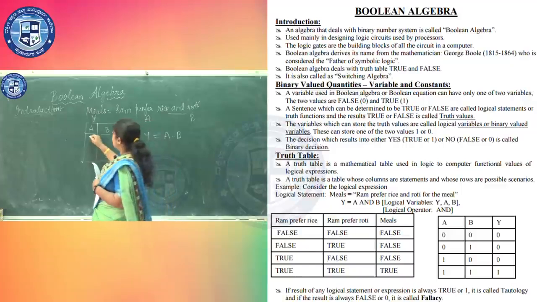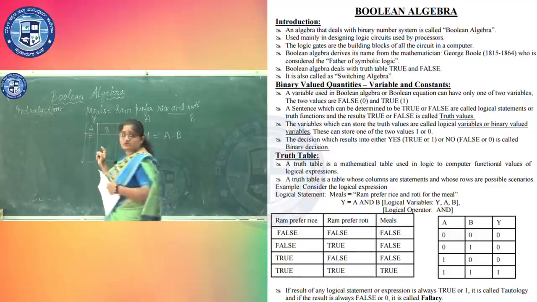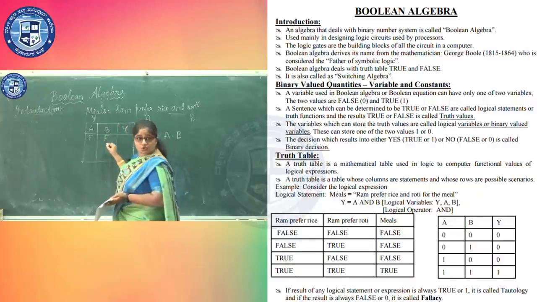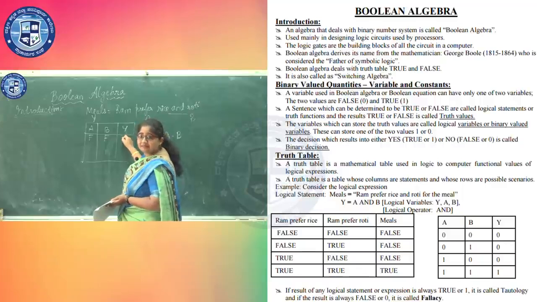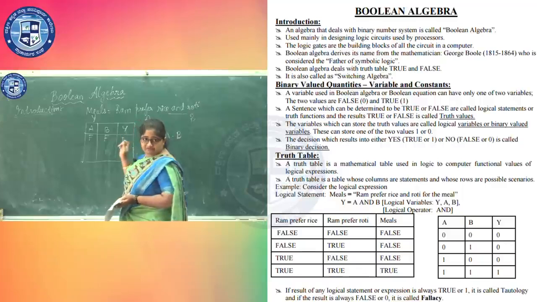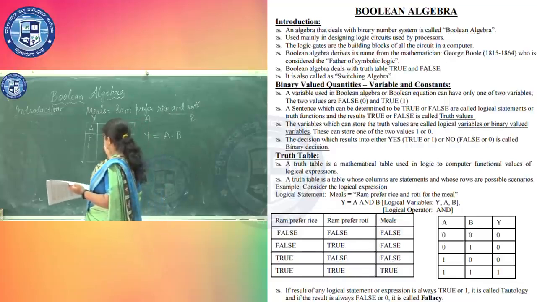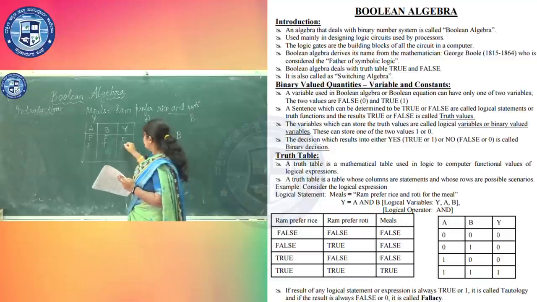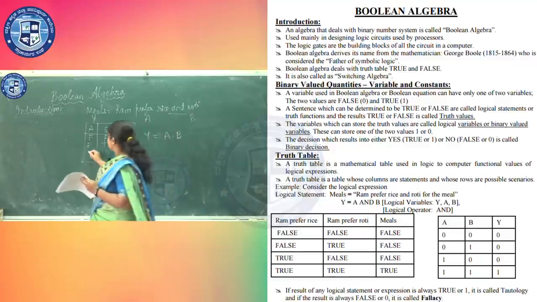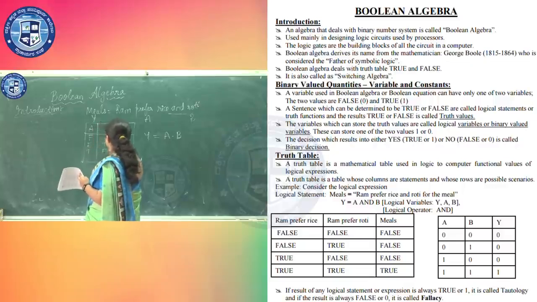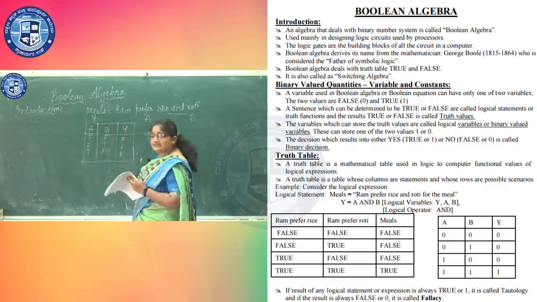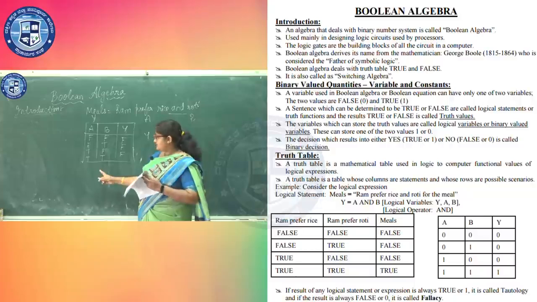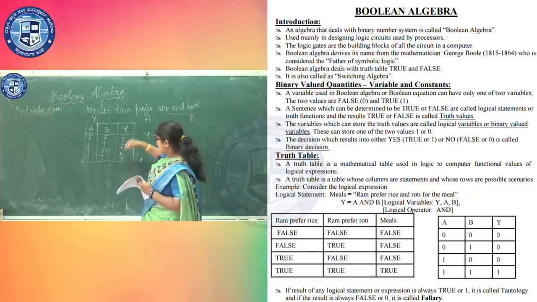So, if at all Ram doesn't prefer rice and there is no roti, then what happens? Will the meal be satisfied? No, that is false. And if there is no rice but there is roti, is the meal satisfied? No. Again the meal value will be false. The same way, there is rice but there is no roti, then also the meal is not satisfied. If there are both, there is rice and there is roti, only then the meal is satisfied.